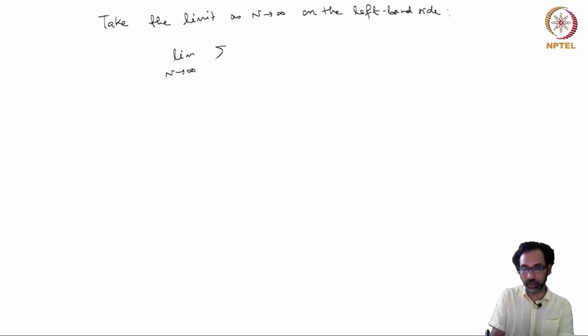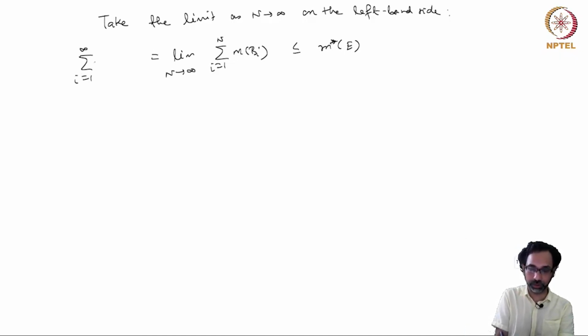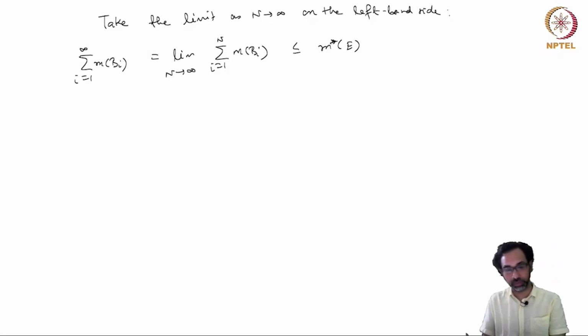So we can take the limit as N goes to infinity on the left hand side. So we get that the limit as N goes to infinity of the sum i equal to 1 to N of m Bi is bounded above by m star E, but this is nothing but this infinite sum by definition of an infinite sum. We get the required bound.